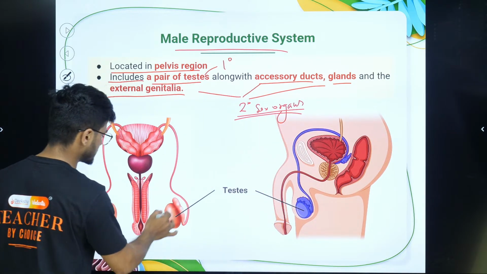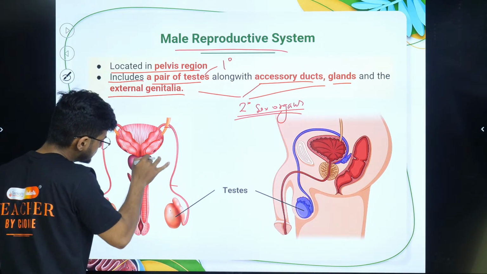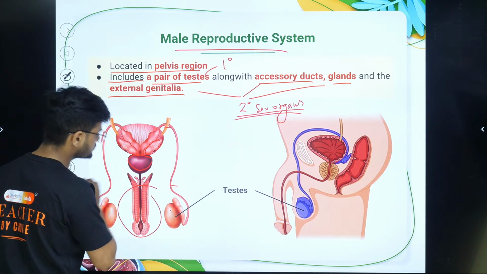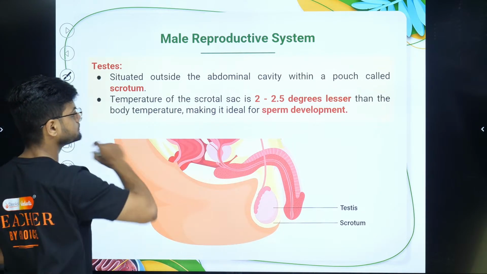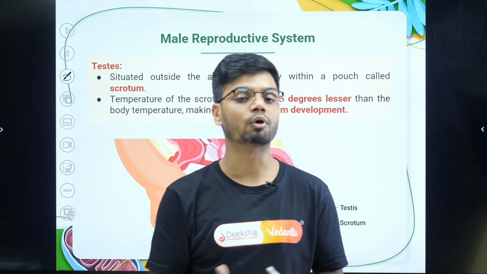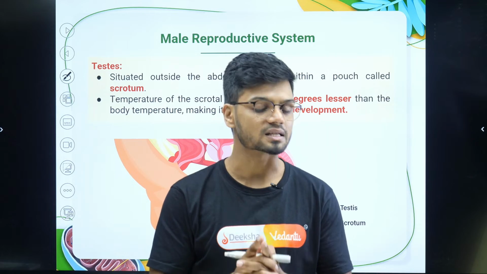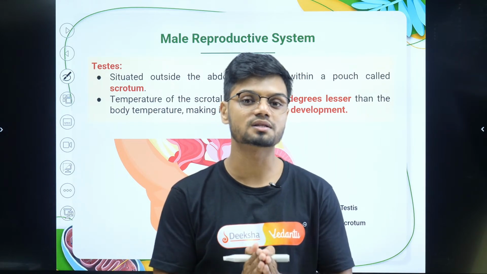Done? This is your testes, this is your duct, this is your gland, external genitalia. Clear? Now let's study about external genitalia. So let's study about your primary organ now. I told you the primary sex organ is the testis, right? The primary sex organ is this testis.